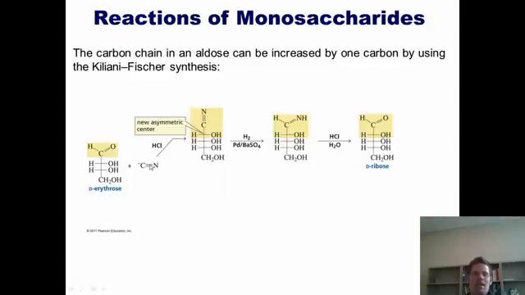Once again, what are the conditions? First step is cyanide followed by acid workup to give me this nitrile. Second step is I reduce with hydrogen and palladium barium sulfate to this imine. And the third step is hydrolyze with acid and water to generate this aldehyde.